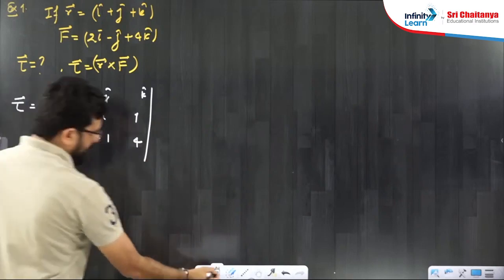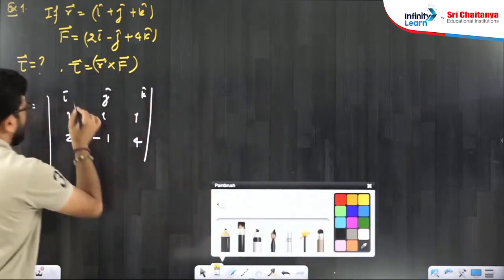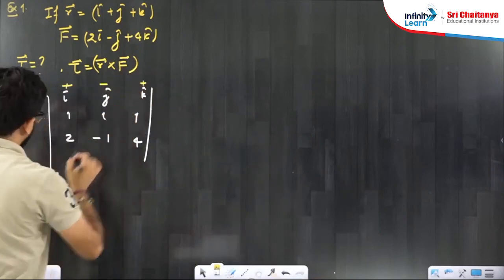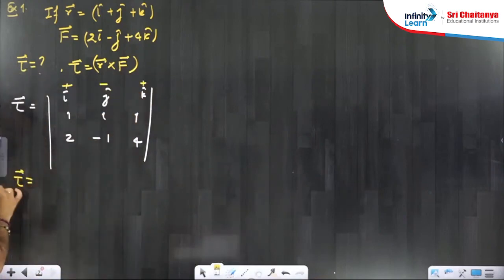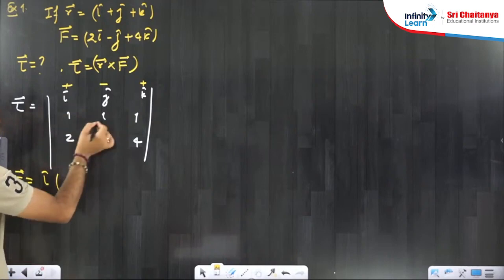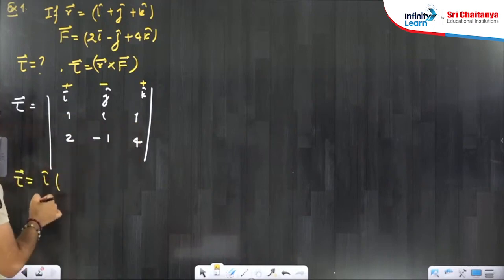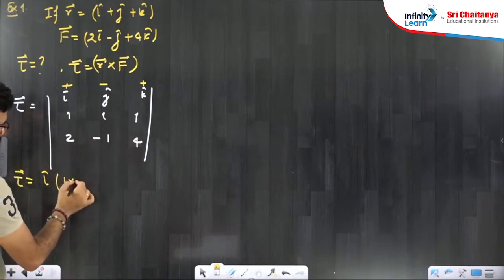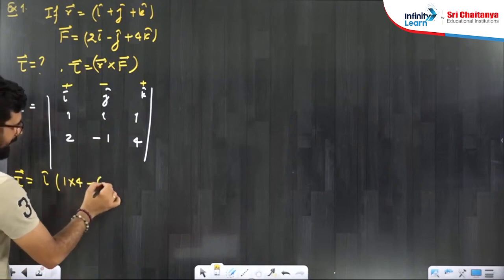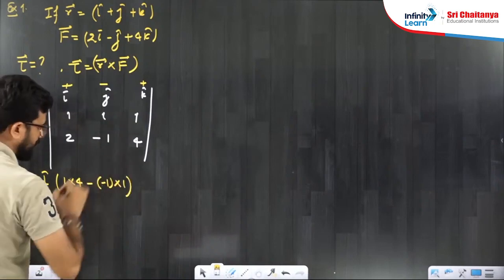So first, before that, we have to do some calculation. We will put positive, negative, positive. I am writing the torque. Torque is equal to, first is i. I would be 1 into 4 minus 1 into 1. Okay, this is the i.